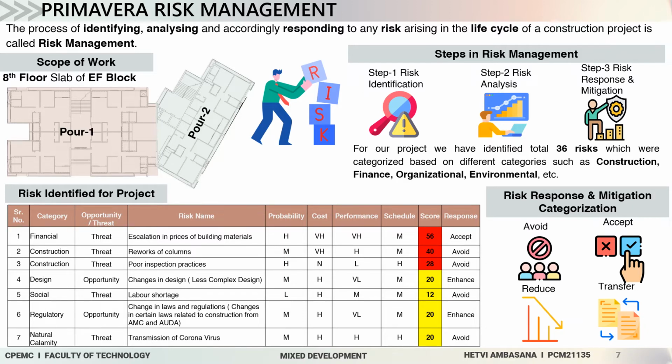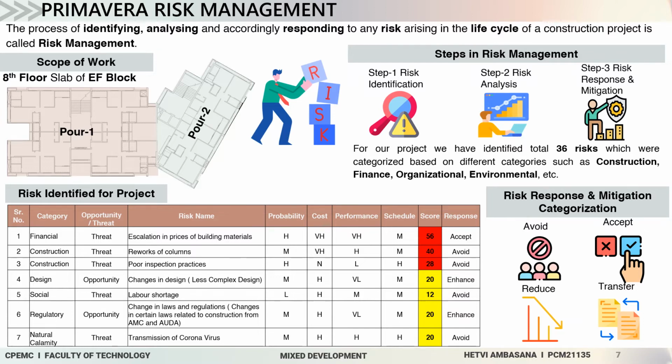For risk management, the first step is to identify the risk. The second step is to analyze the risk, and the third step is to provide response and mitigation strategy. For this project, a total of 36 risks were identified, which are based on different categories like construction, finance, organizational, regulatory, and so on. Some of the important risks identified are shown in the below table.